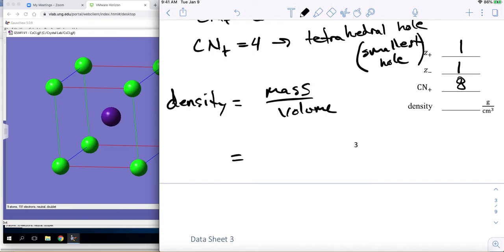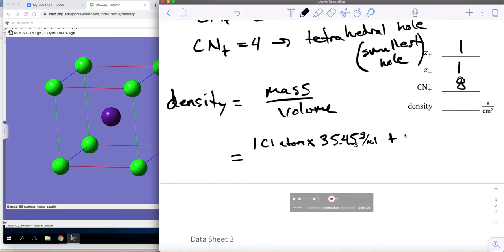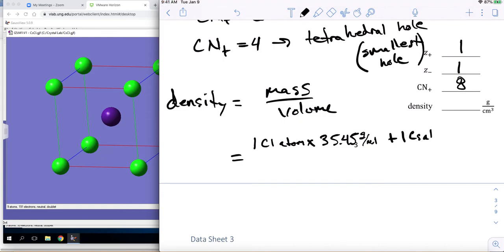So as I set this up, for my mass I want to add up the mass of all of my cations and anions that are present. So my mass is going to be: I have one chlorine atom times chlorine's molar mass, 35.45 grams per mole, plus the same for my cation. This is my anion, so I can do the same for my cation. I have one cesium atom times its molar mass, which for cesium, I don't know off the top of my head, is about 132.9.